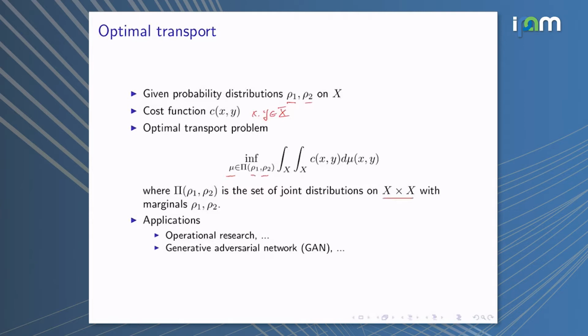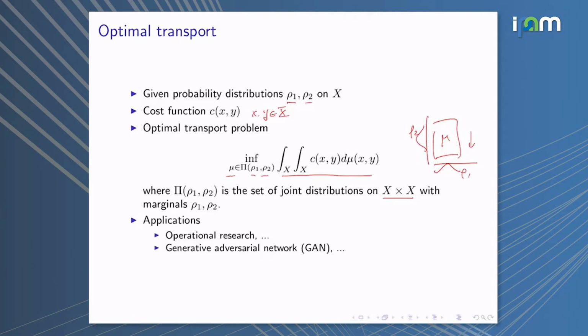You can think about mu right here. The projection in the first direction is going to give you the density rho 1, and the projection in the second direction is going to be density rho 2. This is the definition of a coupling. So you want to find a coupling such that the double integral of the cost multiplied by the coupling density mu is as small as possible.